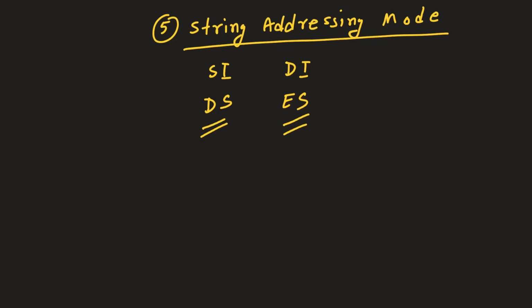The data segment can be overridden, but the extra segment cannot be overridden. In the flag register, we have seen a flag called the direction flag. When the content of the flag is equal to 1, then the content of both SI and DI will be decremented. Whereas if the content of this direction flag is 0, then the content of SI and DI will be incremented.